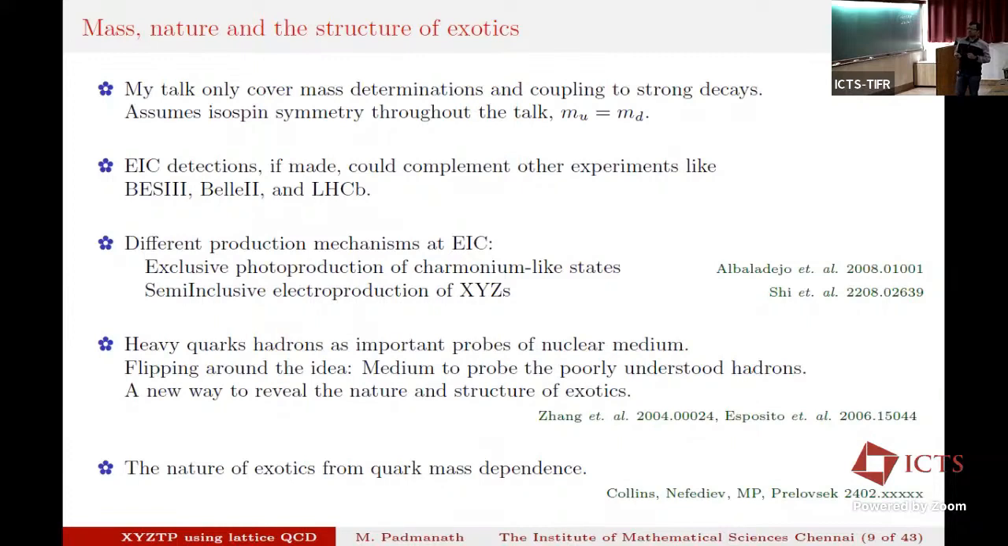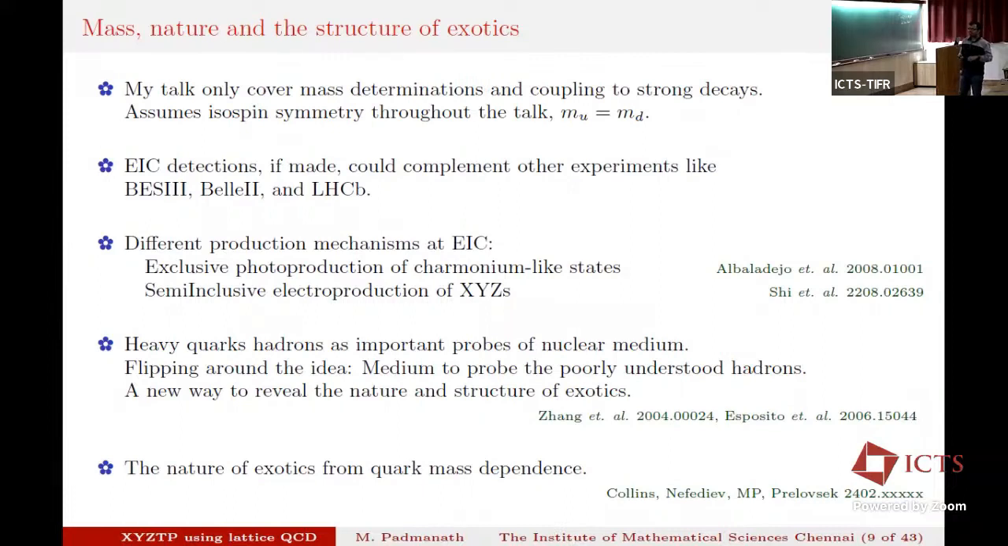There are also arguments that heavy quarks can be used as important probes to scan the nuclear medium. If we flip the argument, and use the medium to understand these hadrons, and if the hadrons pass through the nuclear medium and we could say something about the particle itself, that would be a great way to understand the nature and structure of these so-called exotics. So there are already some prospects from the EIC side.